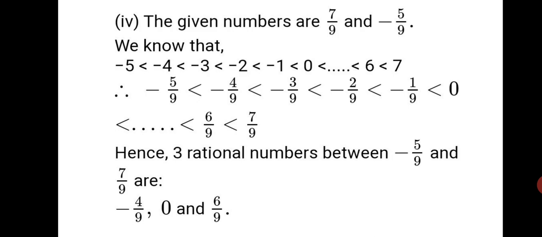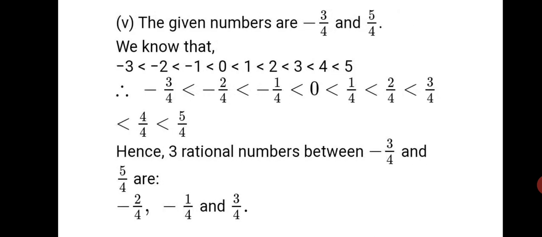So all these numbers upon 9 can be your answer. So therefore minus 5 upon 9, you compare the remaining numbers upon 9 and write your final answer. Hence, three rational numbers between minus 5 upon 9 and 7 upon 9 are, you can write any numbers which have come between them, like minus 4 upon 9, 0 and 6 upon 9. Okay, so between minus 5 upon 9 and 7 upon 9, we have all these fractions or rational numbers which you can write.